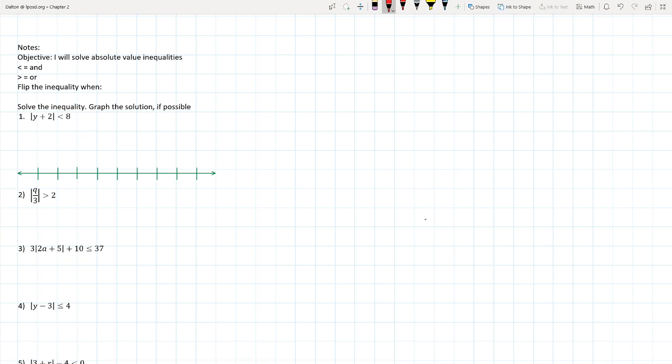This is the 2.6 lesson. The objective is that you will be able to solve absolute value inequalities. The first couple things on the notes seemed a little confusing.